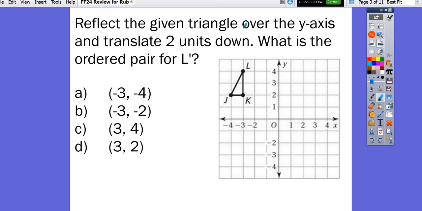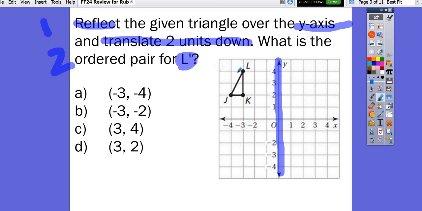This one says reflect the given triangle over the y-axis. So before I do anything, I'm going to highlight my y-axis. Okay, so I know that's what I'm going over. Then I'm going to translate 2 units down. So I have 2 things to do. So let's number them. There's 1, there's 2. That way we make sure to get each thing done. And all they're worried about is point L. So that's all we have to do is point L.